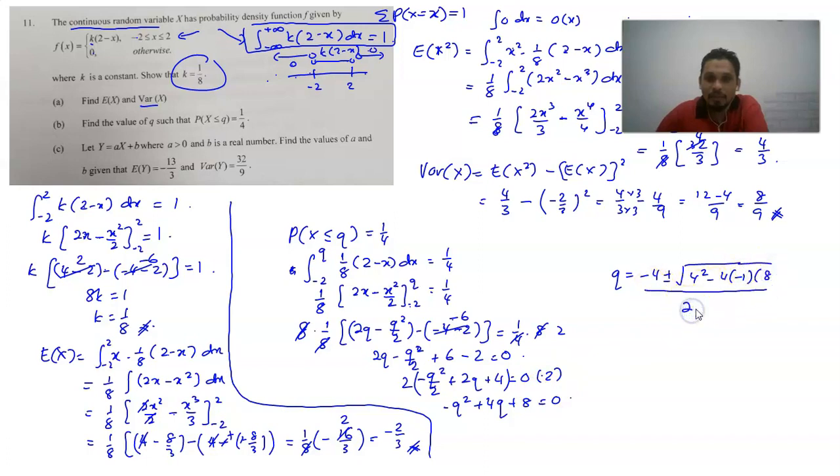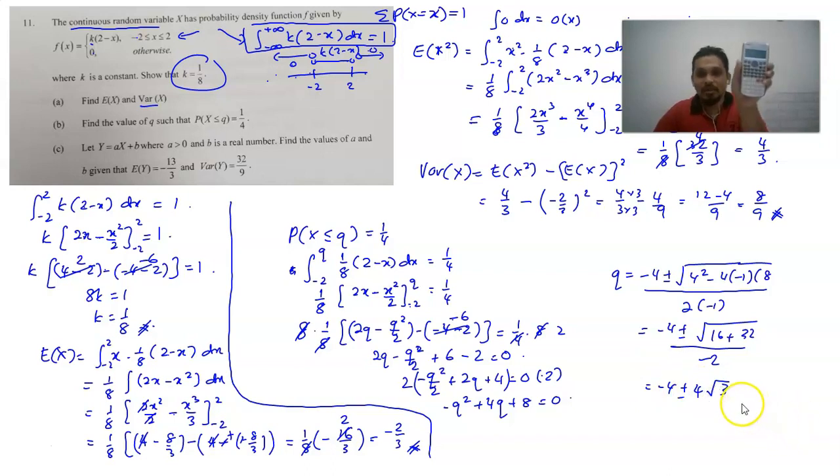Divide by 2a, where a is negative 1. So then negative 4 plus or minus the square root of 4 squared, which is 16, and negative negative becomes positive, 4 times 8 equals 32, divided by negative 2. Okay. And then negative 4 plus or minus the square root of 32 plus 16. It is 16 plus 32 equal to 48. So the square root of 48 equals 4 square root of 3.